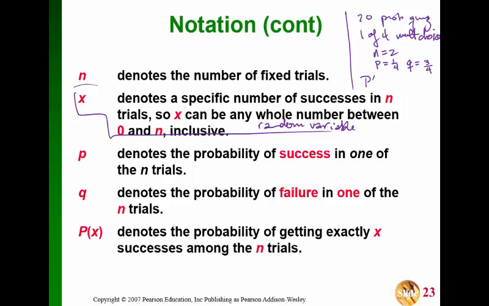Then I can ask, what is the probability that I get exactly 10 correct? This is the probability of getting 10 of 20 correct. So that's what P of X means. That's the probability of getting exactly that many correct. Okay, and we'll find a way to compute this. This will involve a difficult formula, but again, we'll rely on our calculators. Okay, let's move on. We got past the notation.